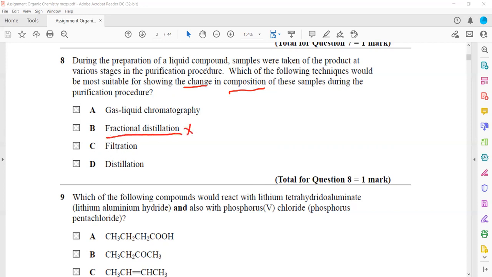Filtration, why is it not valid here? Because a liquid sample is there, and filtration is to separate a solid. Simple distillation is to separate the liquid from the solution, to separate the liquid from the mixture. But here a liquid compound is there. Why is fractional distillation not right? Because fractional distillation can separate them, but it cannot identify the proportion, the composition. That's why column chromatography or gas liquid chromatography is the most suitable technique.